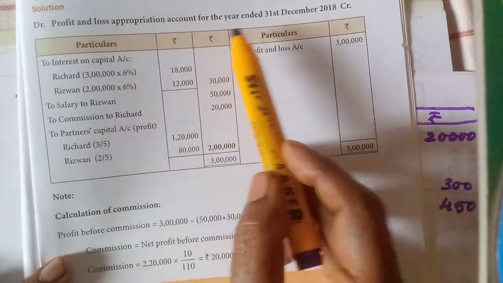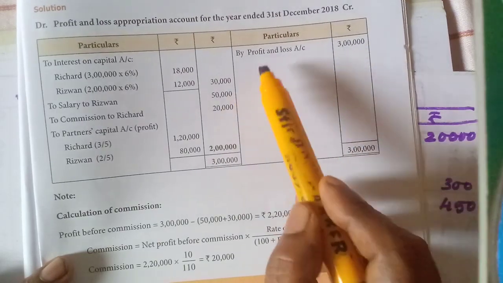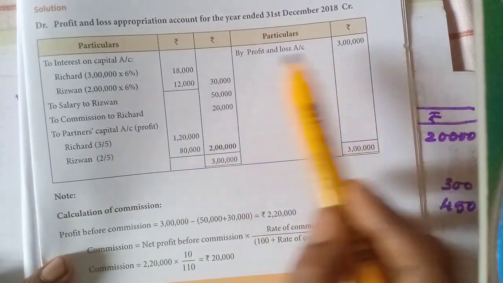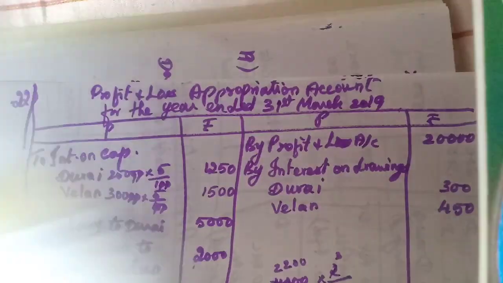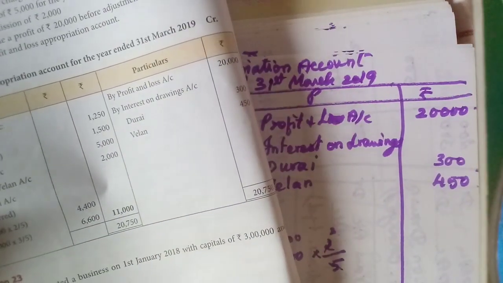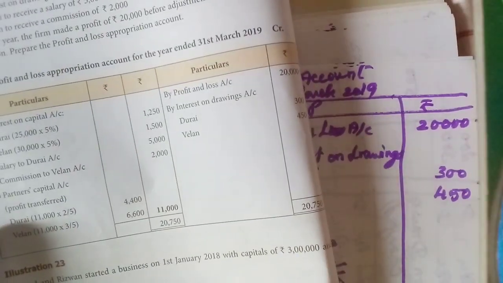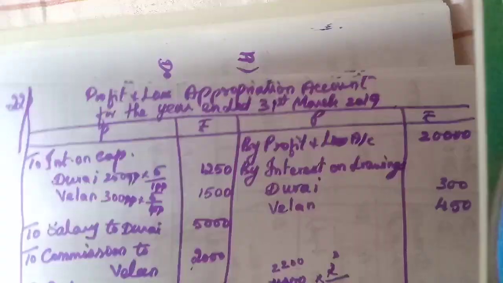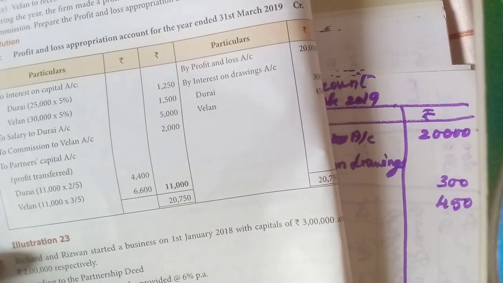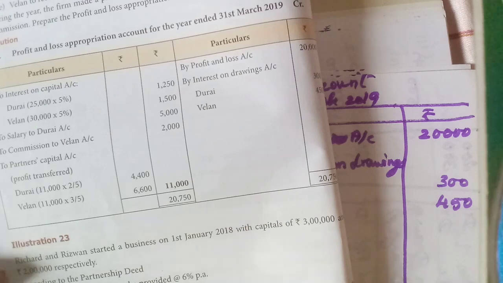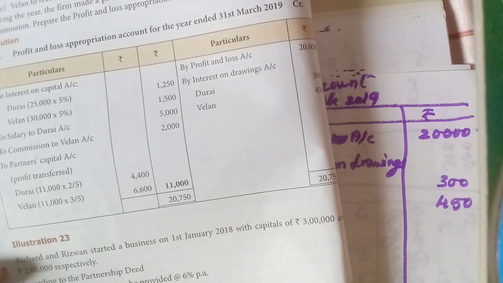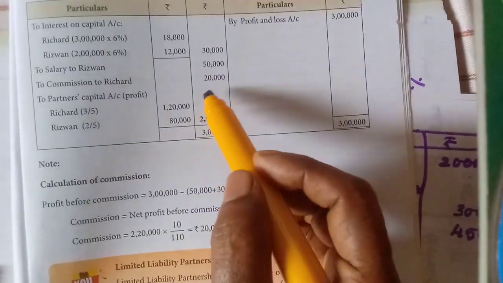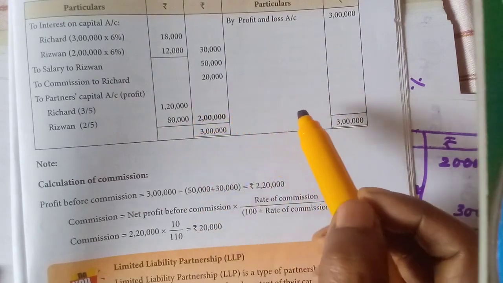Okay, profit and loss appropriation account for the year ended 31st December 2018. It should be credited with the profit and loss account. Then interest on capital, how much? 6%. Then their capital 3 lakh, 2 lakh. We have to calculate, isn't it? Then salary. Rizwan gets a salary. So to salary to Rizwan. Then commission, Richard. Here after interest on capital and salary to Rizwan, and after charging such commission, this commission that we learned before, isn't it? So here now you have to calculate the amount difference.